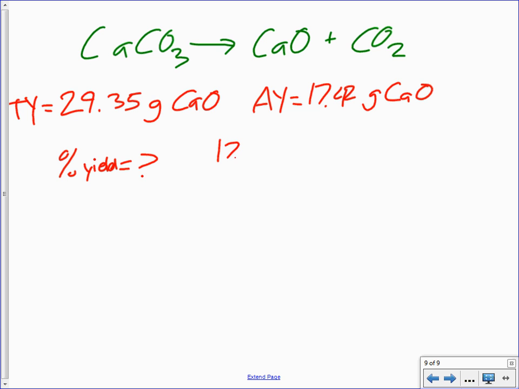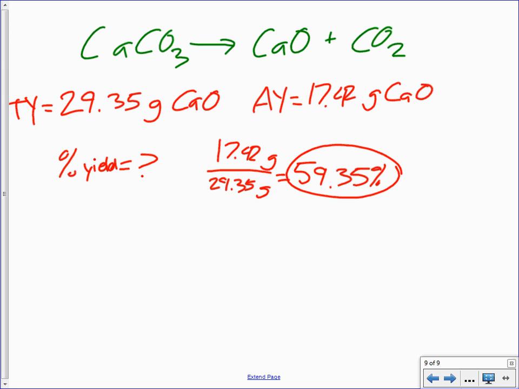Alright, so all you got to do is divide 17.42 by 29.35, multiply that by 100% just to convert it to a percentage, and you get 59.35%. That's not so good. That's lower than you wanted, especially if something's riding on this, if this is your career. In a high school lab, it's probably not terrible.